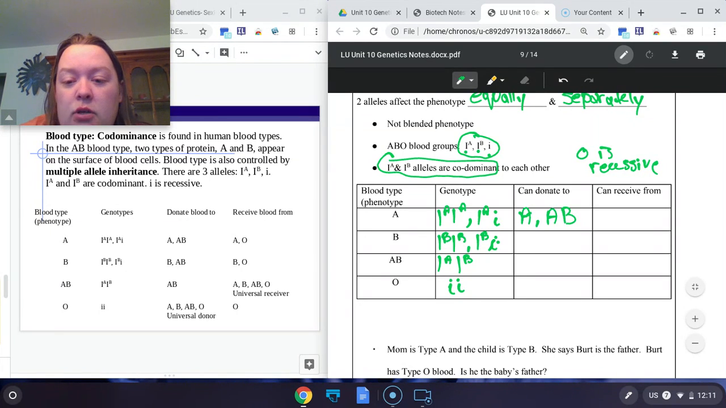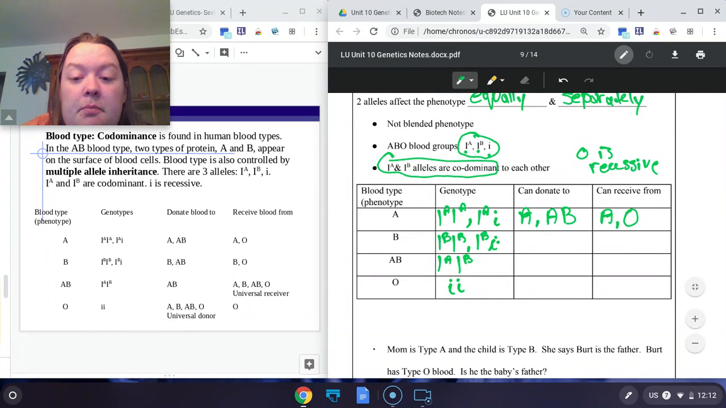If you have blood type A, you can give your blood to anybody that has an A. So you could give to someone who is A blood type or someone that is AB, because the AB person has an A. Now, if you were to get sick and you needed blood, you can only get blood from someone who is A or someone who is O. O's can give to everybody because it's recessive. But because you have blood type A, you can only get blood from people that also have the letter A or the letter O.